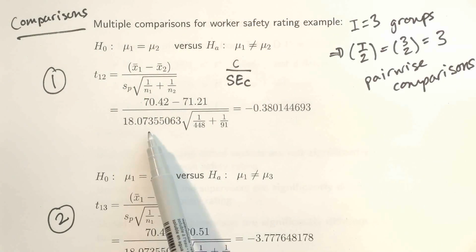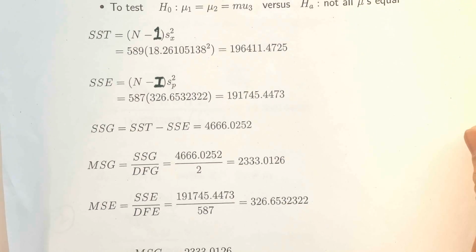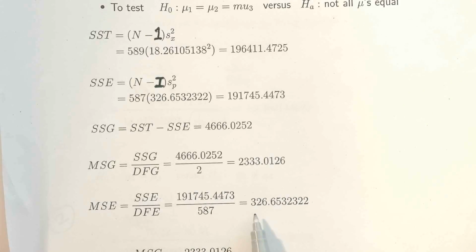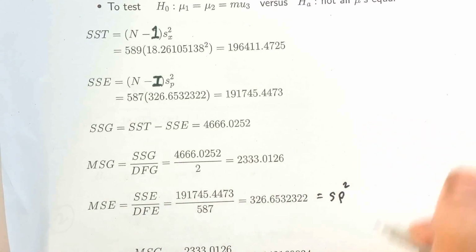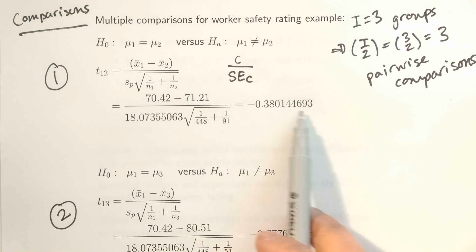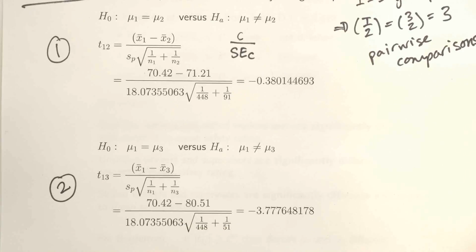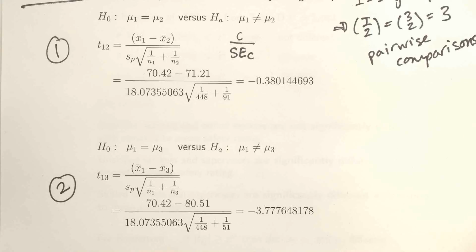And the standard error is still this pooled estimate of standard deviation, which we calculated as the square root of the mean square error. So I'm again flipping back to page 114, we found the mean square error to be 326.65. This was our s_p squared, so the square root of that is 18 point something. And so our test statistic is pretty close to 0. When we go through to do our test, we'll see if it was close enough to be not significant.